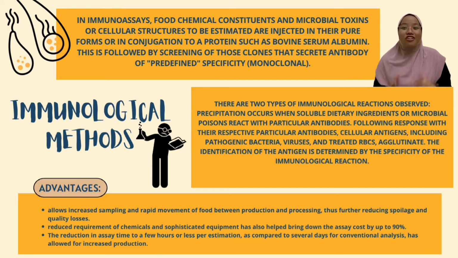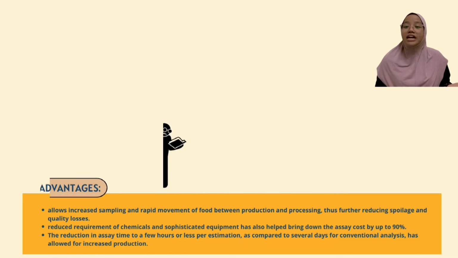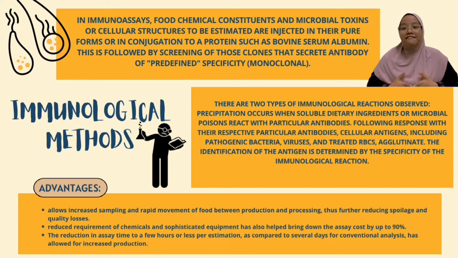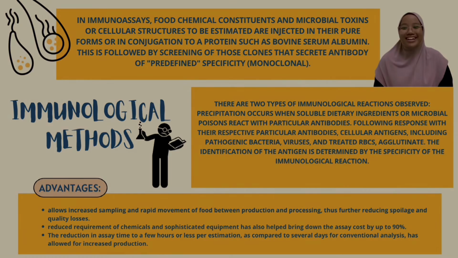The advantages of this method are, first, that it allows increased sampling and rapid movement of food between production and processing, thus further reducing spoilage and quality losses. Next, it can reduce requirements for chemicals and sophisticated equipment and also help bring down the assay cost by up to 90%. Last but not least, the reduction in assay time to a few hours or less per estimation, as compared to several days for conventional analysis, has allowed for increased production.